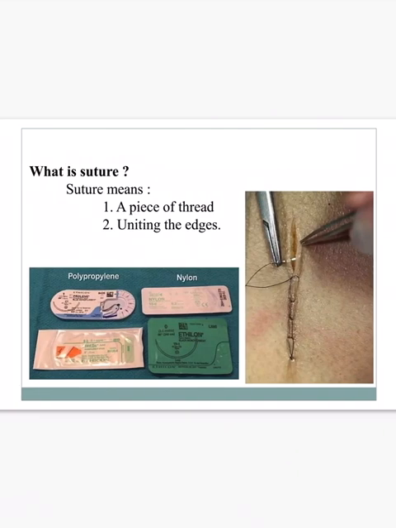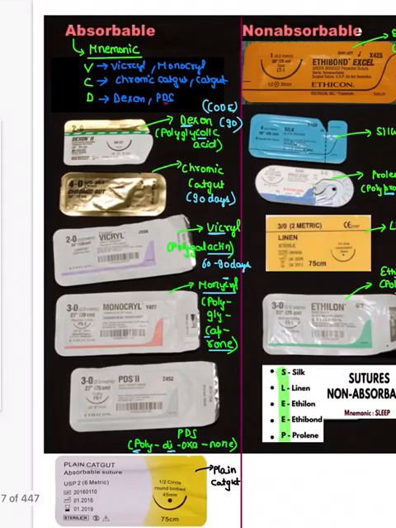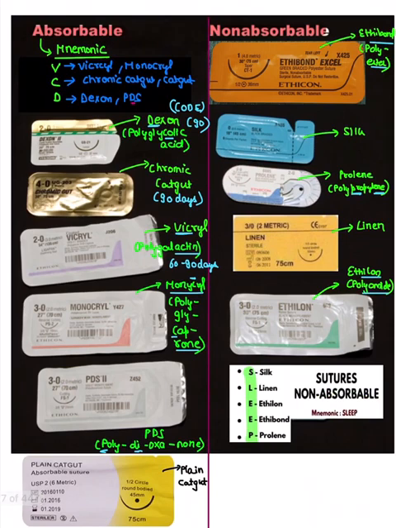So basically, what is suture? Suture is a piece of thread that is used for uniting the edges, and these are the various suture materials. Suture is done to approximate the edges of the wound. So we have absorbable suture and we have non-absorbable suture. For absorbable suture, the mnemonic is VCD, and for non-absorbable, the mnemonic is SLEEP.